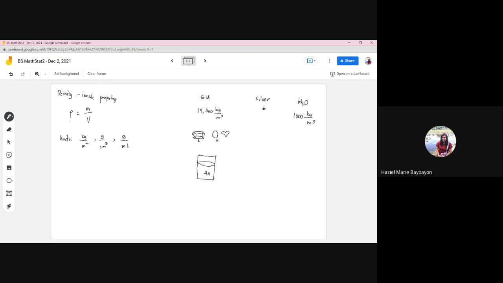Okay. So, for example, if I drop here a small piece of gold, even though its volume is smaller compared to that of water, then the gold will submerge in water since its density is greater than that of water. But if I put here an object that has lesser density than that of water, then it will float. Okay?